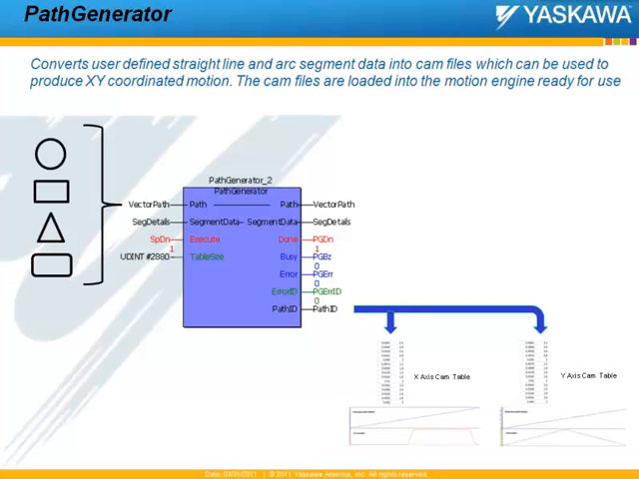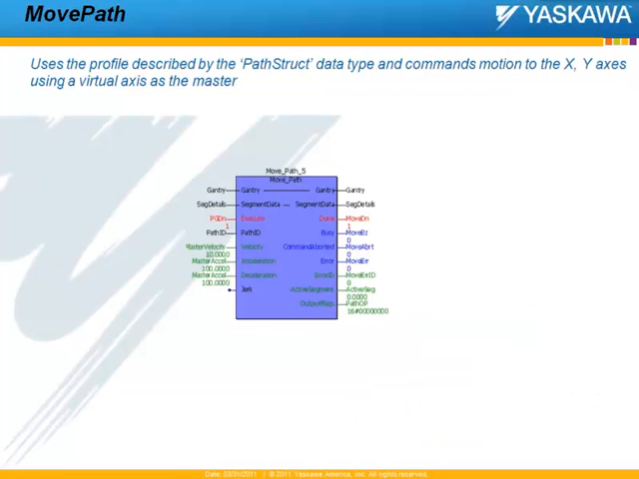So the main outputs of this path generator function block are segment data, which gives you the details of the different segments that have been created, and also path ID for the CAM files that are created. The second function block we're going to talk about is move path, which uses the path ID that was created in the path generator and the details that were created in the segment data type, and it uses it to start a motion.